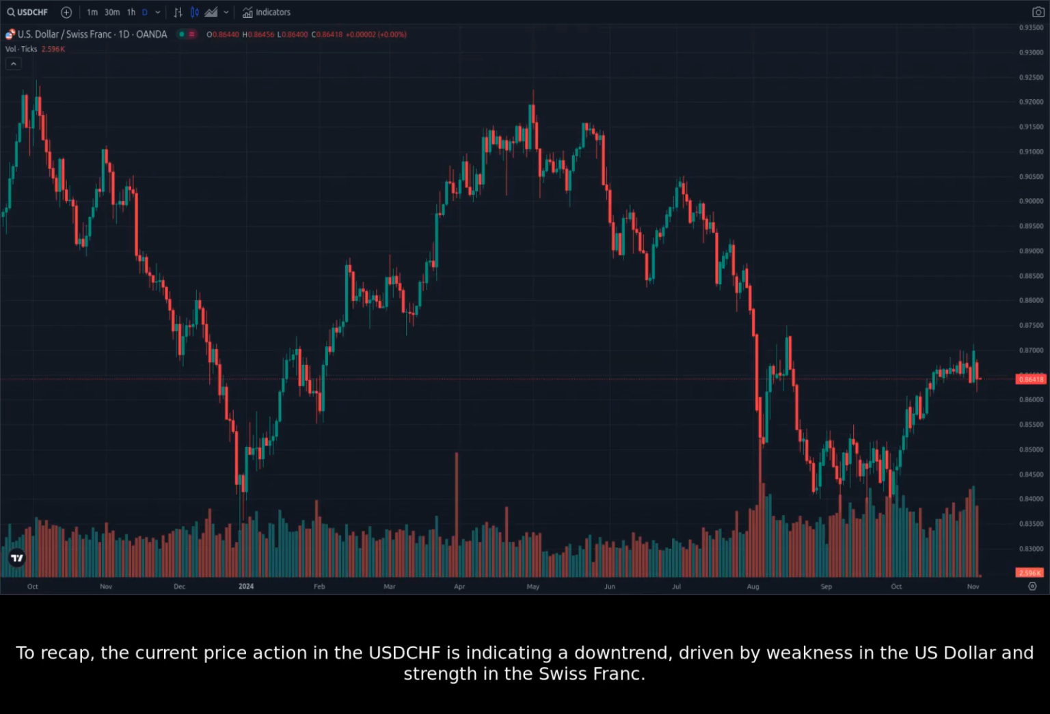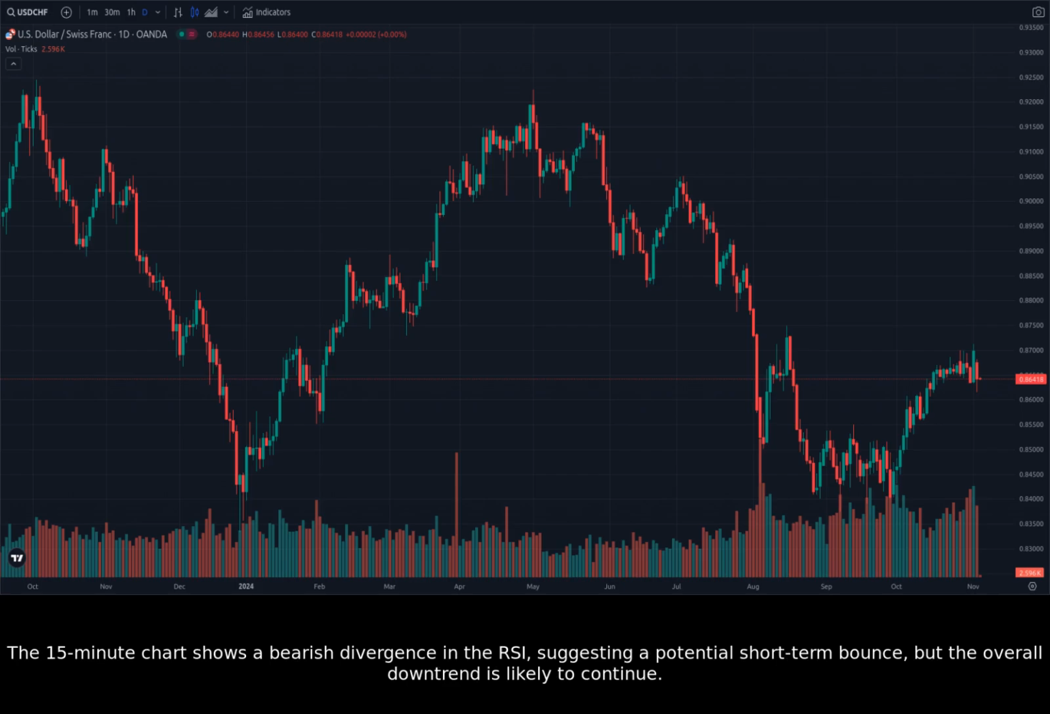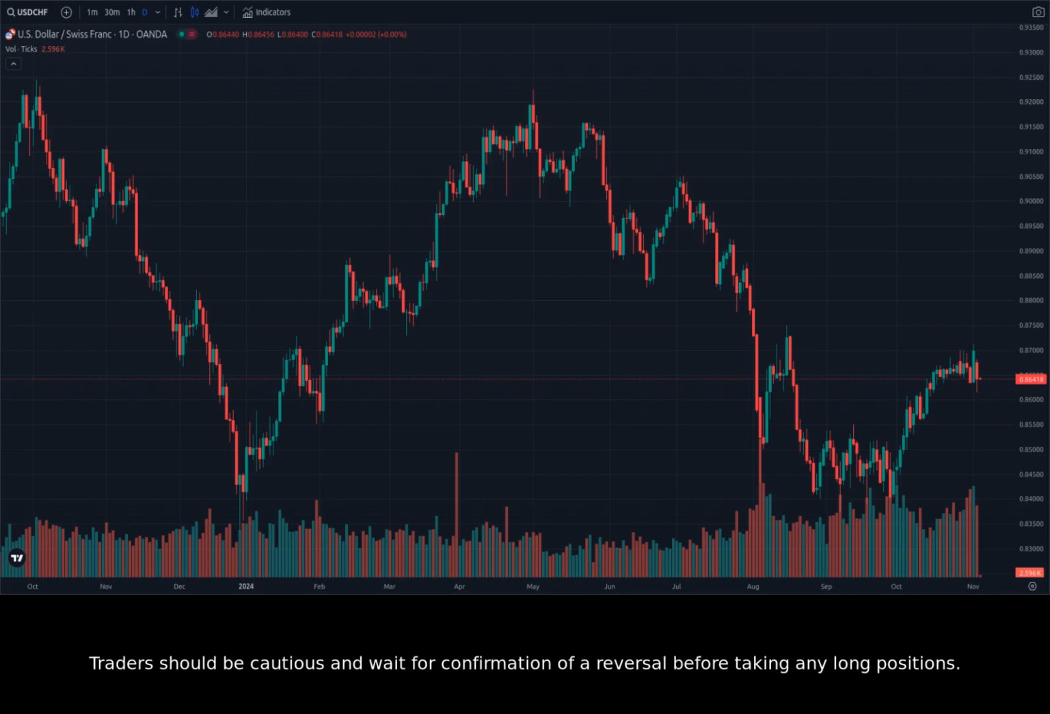To recap, the current price action in the USDCHF is indicating a downtrend, driven by weakness in the US dollar and strength in the Swiss franc. Key support levels to watch are the 0.8600 level, which has already been broken, and the 0.8500 level, which could offer some resistance. The 15-minute chart shows a bearish divergence in the RSI, suggesting a potential short-term bounce, but the overall downtrend is likely to continue. Traders should be cautious and wait for confirmation of a reversal before taking any long positions.